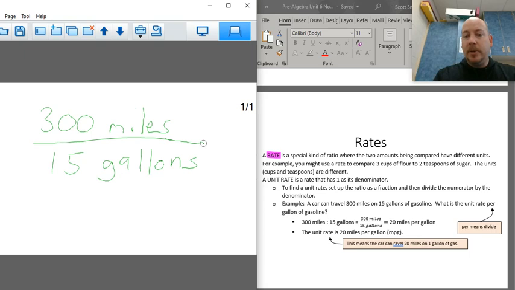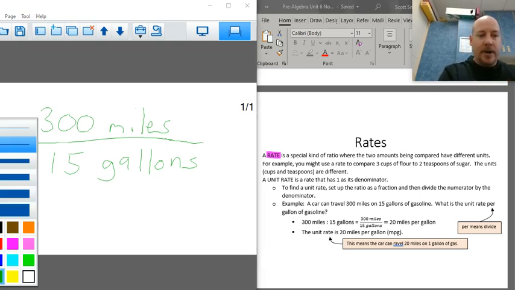Now, what we typically want to do with a rate then is find what's called a unit rate. So a unit rate is a rate that has a denominator of 1. Right, so right now my denominator in my fraction is 15.